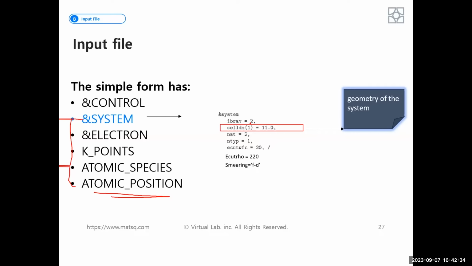While we also have cell dimensions 4, 5, and 6, these also give the cosine of the angle between the lattice vectors. Maybe you don't actually need to understand all of these values. When you are getting introduced to the Materials Square platform, all of these values will be set by default for you. So the default form will be introduced for you.